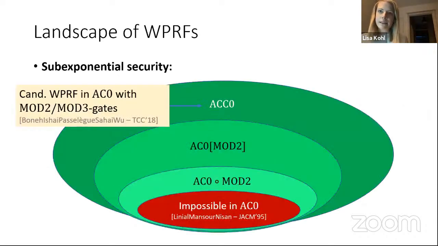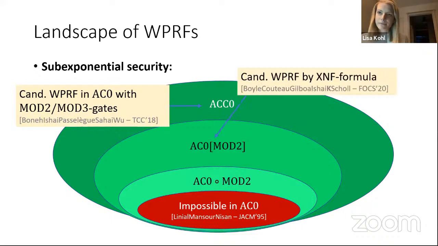So how does the landscape look there? By the famous result of Linial, Mansour, and Nisan, we know that there can be no weak pseudorandom functions with better than quasi-polynomial security in AC0. So this is too low to look at. On the other hand, in ACC0, we already know since 2018 we have candidate weak PRFs even with just mod 2 and mod 3 gates. So we focus in this work on the area in between.